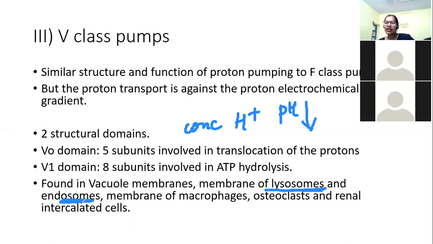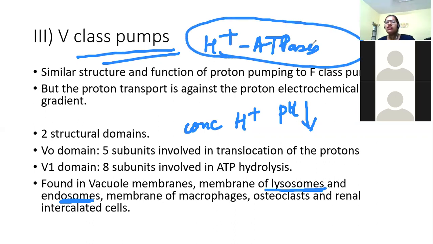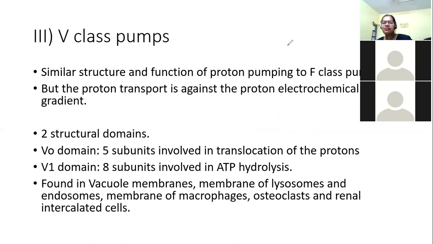So you feel hungry. I remember once I told you feeling hungry means that acidity, burning sensation, is there. It's all because of your V class pumps, because they're also called H plus ATPases. They are the responsible pumps which are activating our enzymes in the stomach. What kind of enzymes do we have in the stomach for digestion?